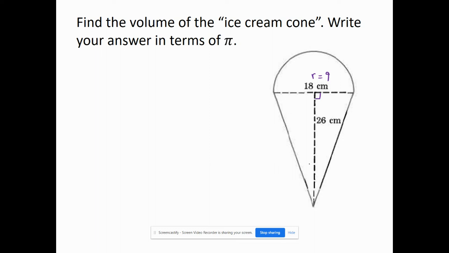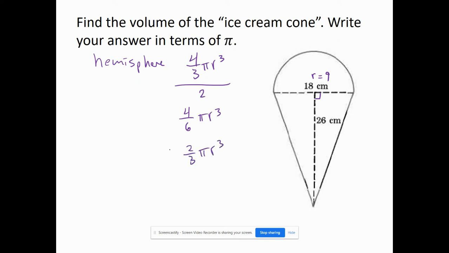So we need, that is not a sphere, is it? That is a hemisphere. So half of a sphere. 4/3 pi r cubed divided by 2. So what do we do with that 2? That 2 is going to end up multiplying by the 3, like this. And then we can simplify. That's 2/3 pi r cubed. So that's your volume for a hemisphere.